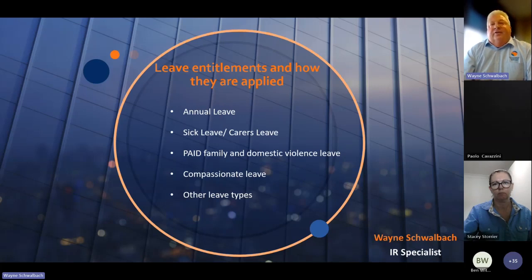Compassionate leave is the stock standard: mother, father, sister, brother, grandparents. These days, your partners in life, your de factos, and your children, and your de facto's children as well.